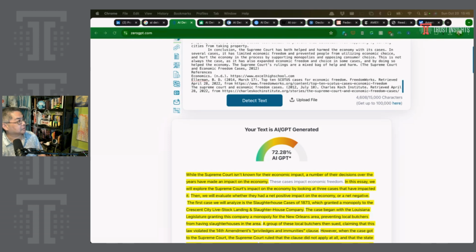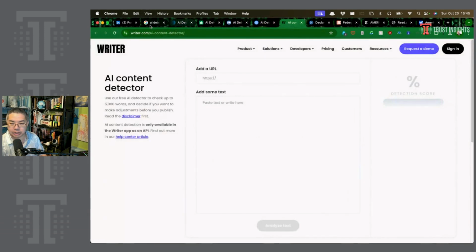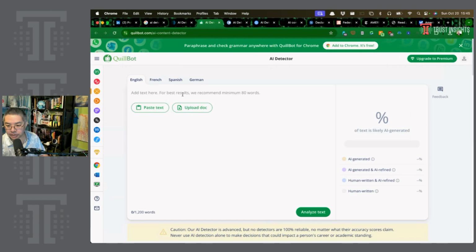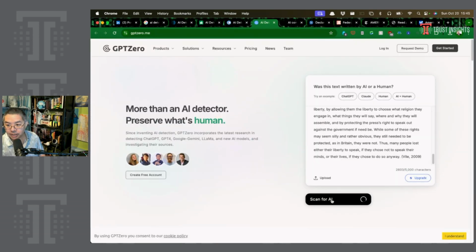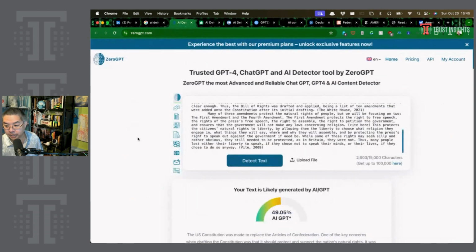I'm going to take a paper, Natural Rights in the Constitution. This was written in 2021. So a full year before ChatGPT. Here we go. And remember, these documents have never been seen before online. These are my kids' writing.